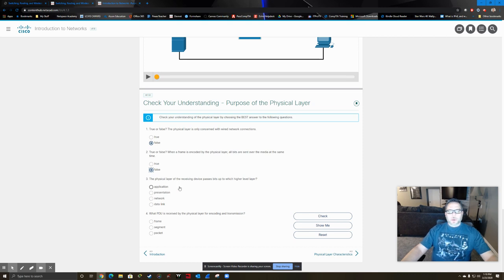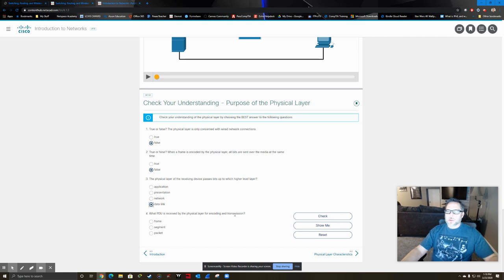Number 3, the physical layer, the receiving device passes bits up to which higher level? Well, if we're passing bits up, we're on the receiving end. We're decapsulating. So physical would then pass it up to data link. So we're going to go with data link. Then it would go network. Then it would go transport. Then it would go session, presentation, application.